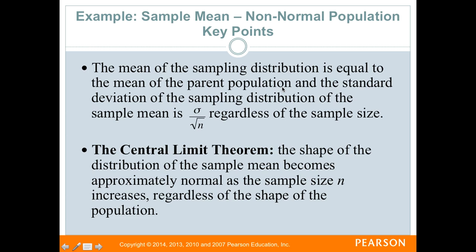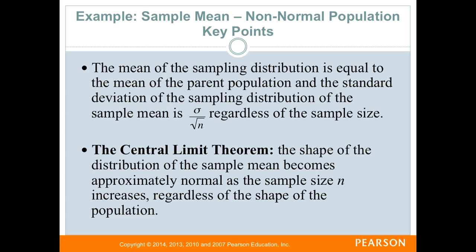So the mean of a sampling distribution is equal to the mean of the parent population, which we already know. And the standard deviation of the sampling distribution is also going to be sigma over square root of n, regardless of sample size. But the interesting thing is the central limit theorem, which we've touched on before, which basically tells us that the shape of the distribution of the sample mean becomes approximately normal as our sample size increases, regardless of the shape of the underlying distribution.